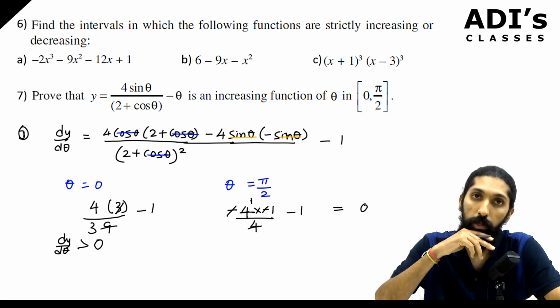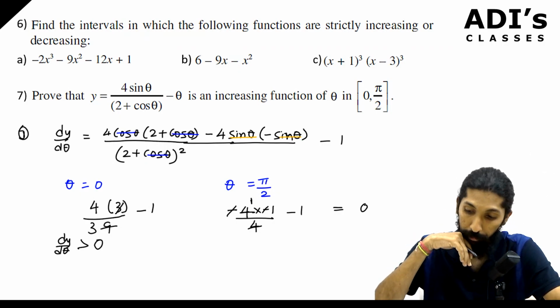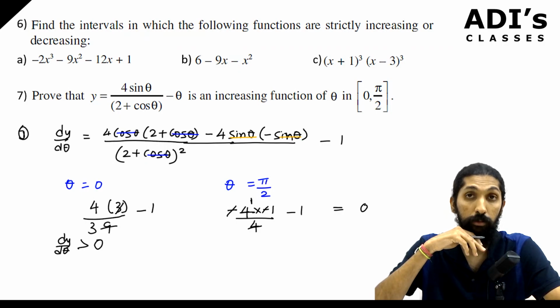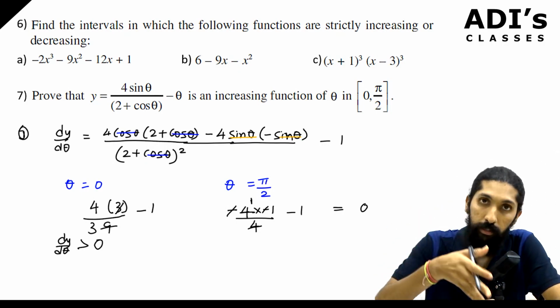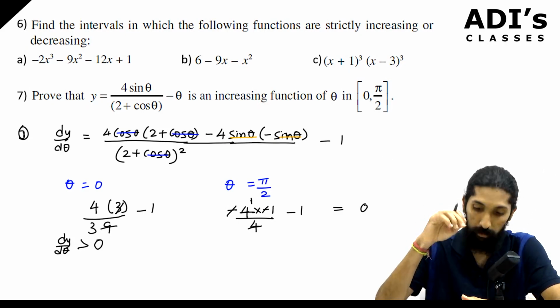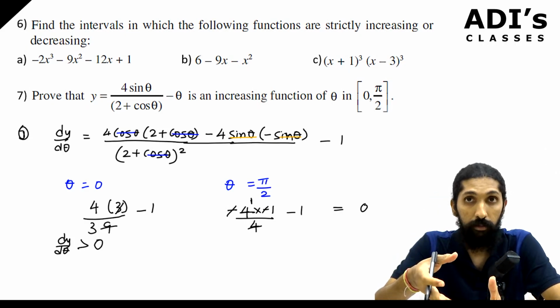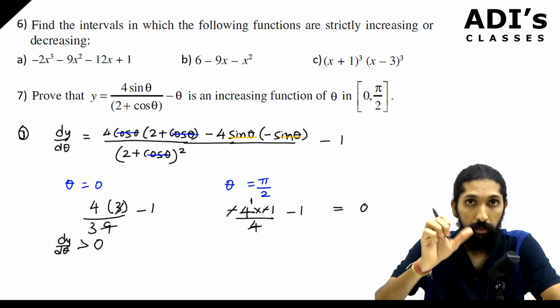Now, how are we going to prove that it's an increasing function? Because at pi by 2, we are getting it to be 0. Remember, whenever we have f dash of x to be 0, it's neither increasing nor decreasing, correct? But the trick here is they're asking you in that interval, that is from 0 to pi by 2, isn't it? So we need to look at that particular interval.